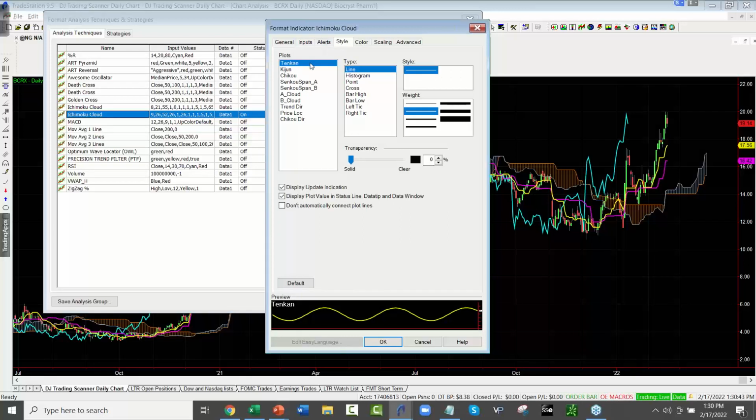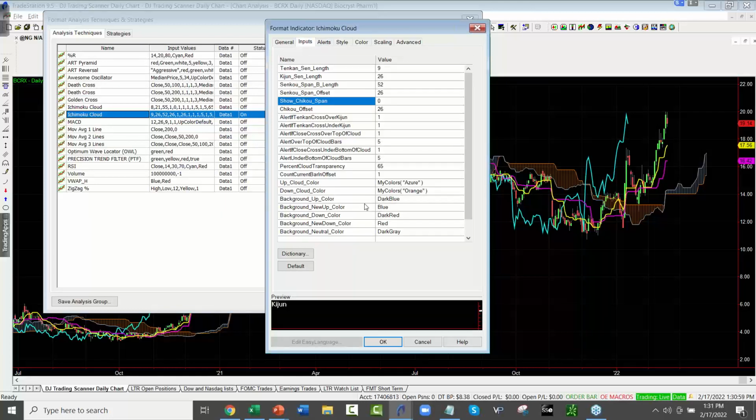Let's go to the Tencon. Let's just make that dude clear. I don't need to see it because remember its cross is axiomatic. So Tencon Kaijun are now clear, 100% clear. They're not going to show up, right? Oh, and by the way, this up color of blue and this down color of orangish thing or azure doesn't make any sense to me.